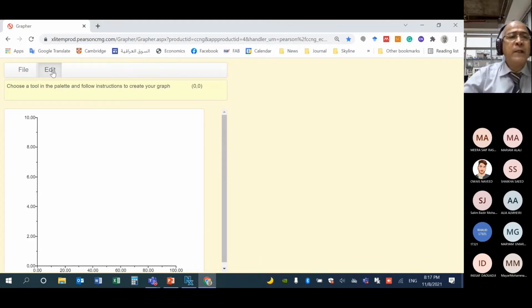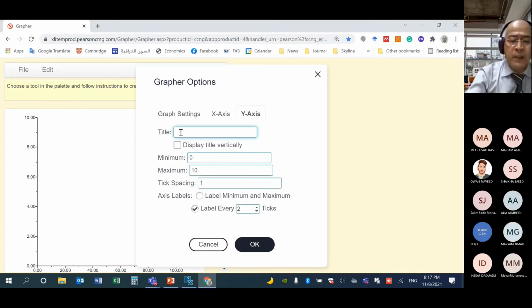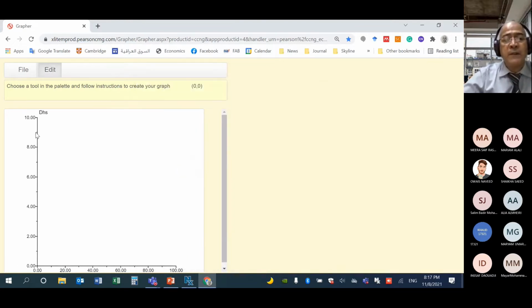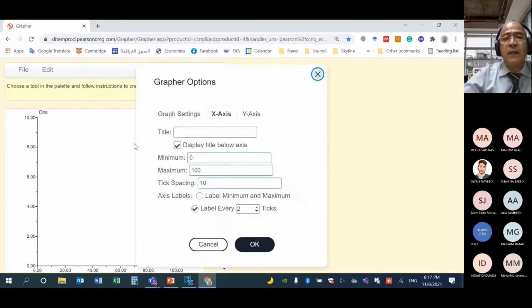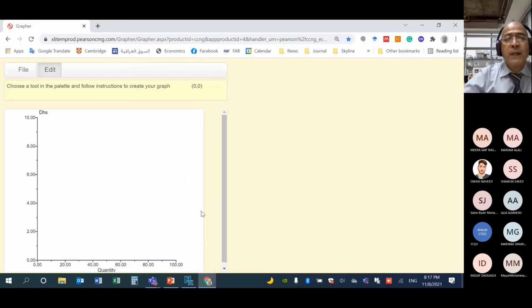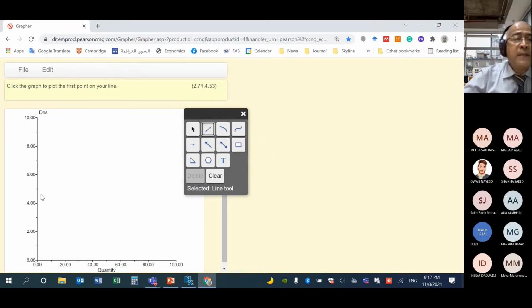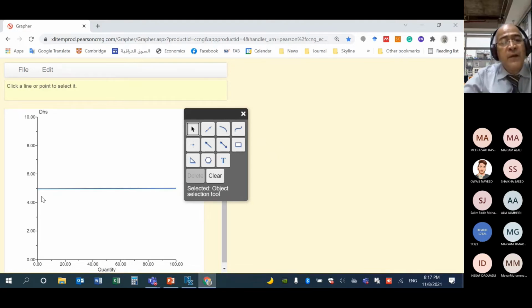Okay. So what else? I will put the symbol of dirhams here. And I will put here quantity produced. So I will say quantity. Okay. So first of all, let's say the equilibrium price is 5. So the equilibrium price 5, this is marginal revenue.